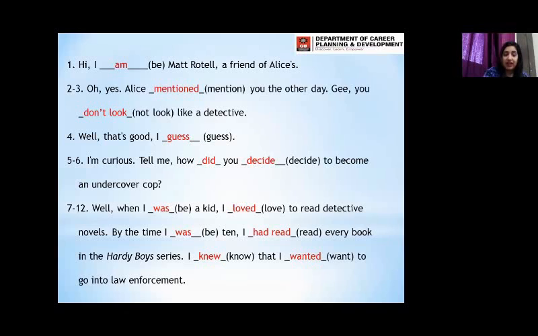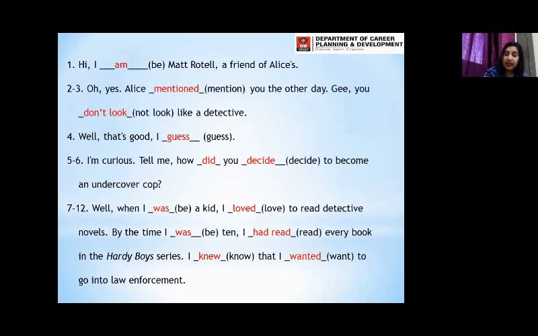Now next is, "Well, when I was a kid, I loved to read detective novels." So this is something that he's talking about when he was a kid. Right now he's an adult, so he's talking in the past tense, that when I was a kid, I loved to read. So "loved" is in the past tense.